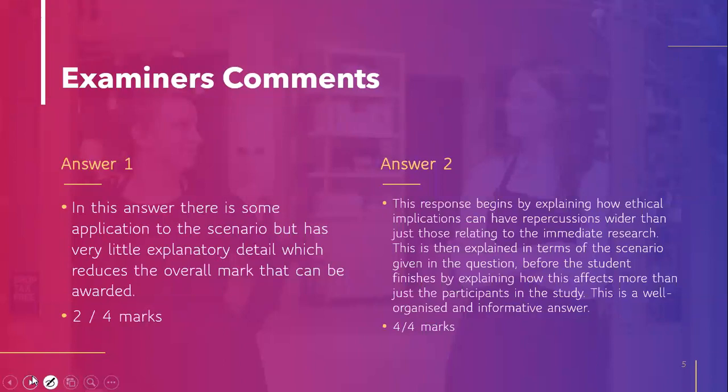Right, well done. Just a quick little exam skills session for you to be developing your exam skills. We'll have another one coming up soon. Take care.